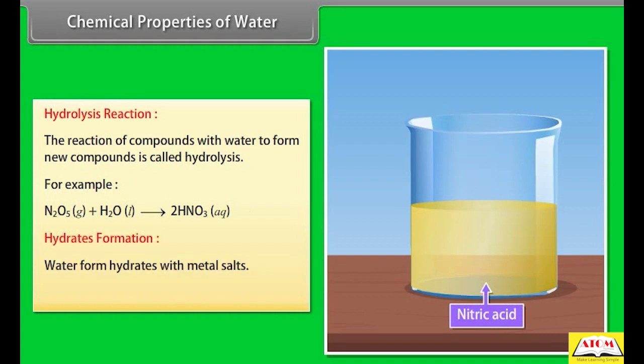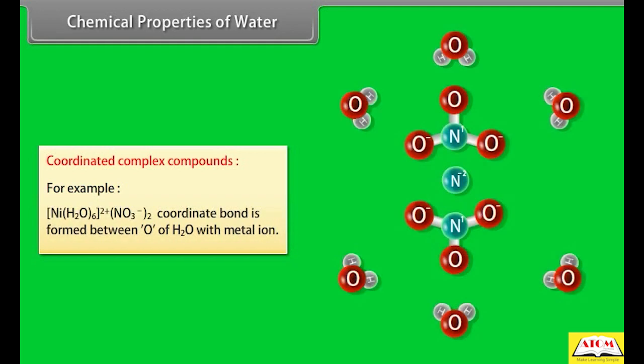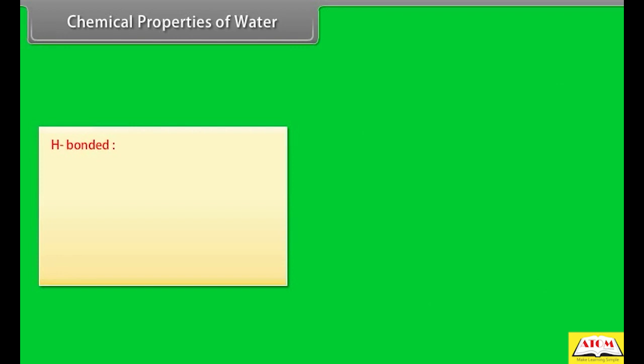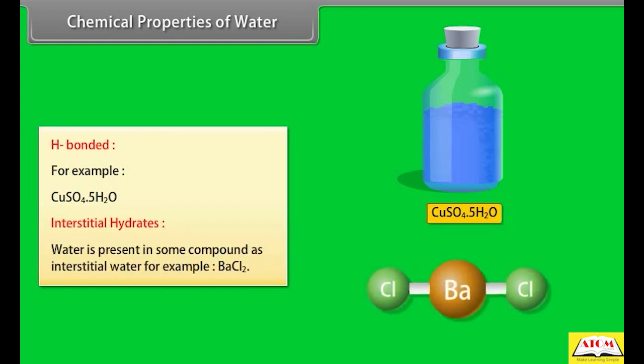Water forms hydrates with metal salts. There are three main types. Coordinated complex compounds. For example, nickel 2 nitrate hexahydrate. Coordinate bond is formed between O of H2O with metal ion. H bonded. For example, copper sulfate pentahydrate. Interstitial hydrates. Water is present in some compound as interstitial water. For example, BaCl.